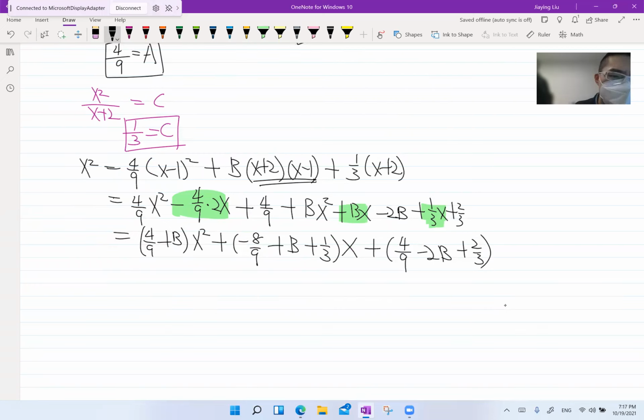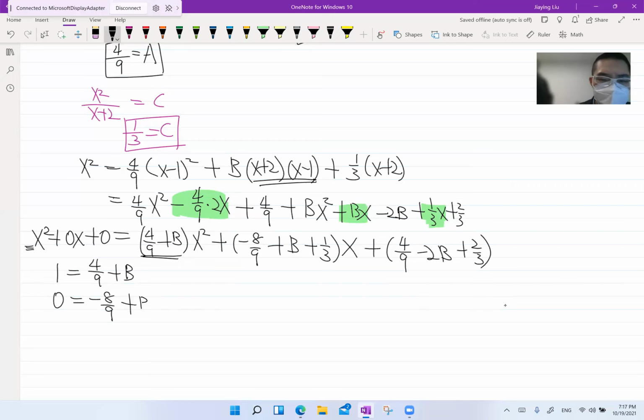We only have x squared, which is fine. We're just going to add 0x, add 0 for the constant. And now we can match all the coefficients. So the coefficient of x squared on the left should match the coefficient of x squared on the right. That means I have 1 equals 4 over 9 plus b. And the coefficient of the x term should also match. So I have 0 equals negative 8 over 9 plus b plus 1/3. And then the constant should match. So I have 0 equals 4 over 9 minus 2b plus 2 over 3.